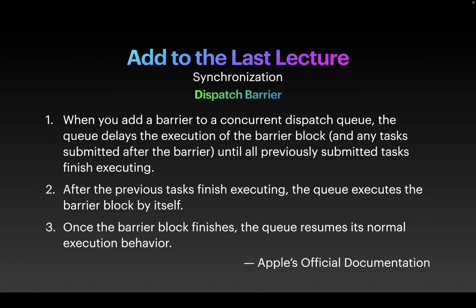When it actually reaches the barrier task, you're going to execute the barrier tasks one by one. Now, the last rule is when you actually finish all these barrier blocks, the queue just resumes its normal behavior. So if it's a concurrent queue, when the barrier block is finished, you can schedule things concurrently again. Okay, is that clear? All these 3 rules so far. That's from Apple's official documentation describing the behavior of a barrier.